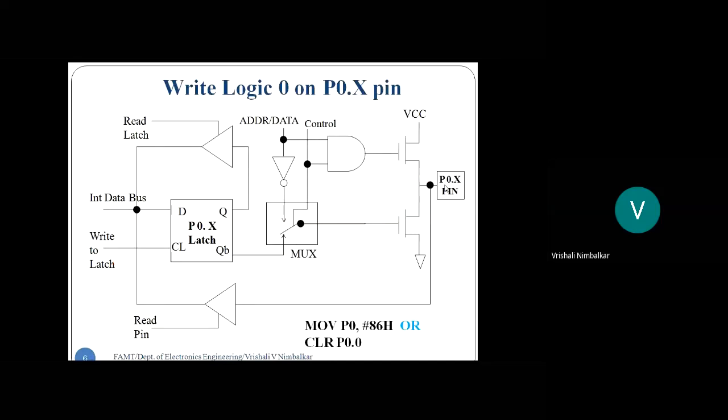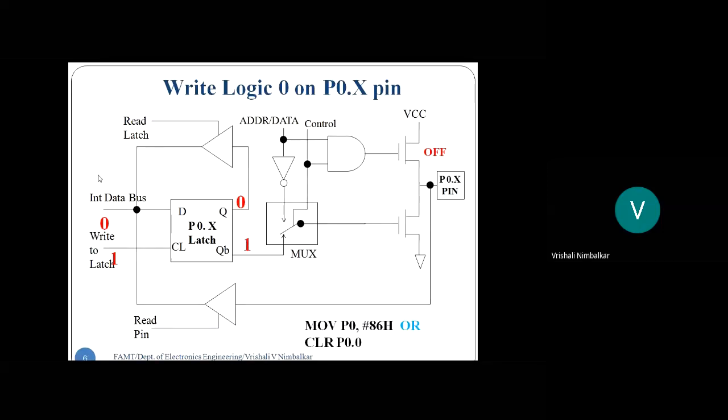So let me repeat this again. What is first happening? This is the diagram. The pin is acting as an IO pin. IO pin means this control circuitry will turn off the upper MOSFET. The upper MOSFET will be permanently off, electrically disconnected. Then the microcontroller will place logic 0 on the data bus. Then it will send the clock signal, the write to latch control signal. This will enable the latch and logic 0 will be transmitted. Q bar will be its complement.